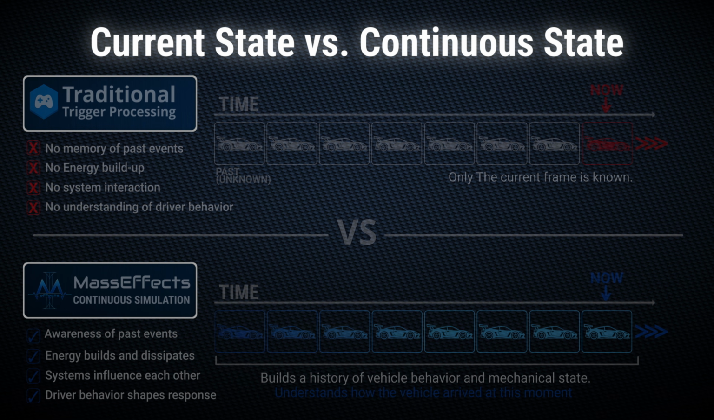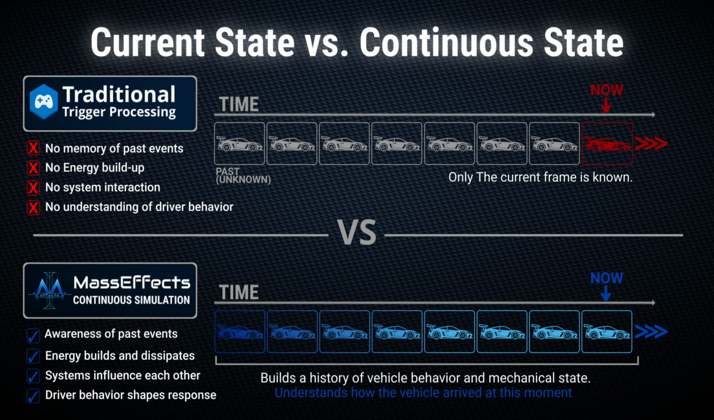None of this means traditional tactile is the wrong approach. These are simply the challenges that naturally arise from building a system of independent triggered effects. Each effect responds only to the telemetry available at that instant. It has no awareness of how the vehicle arrived there, how energy was built or dissipated, or how much one mechanical system influences another. Mass Effects takes a different approach.